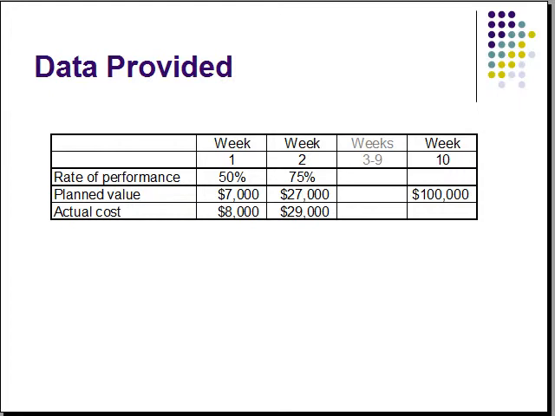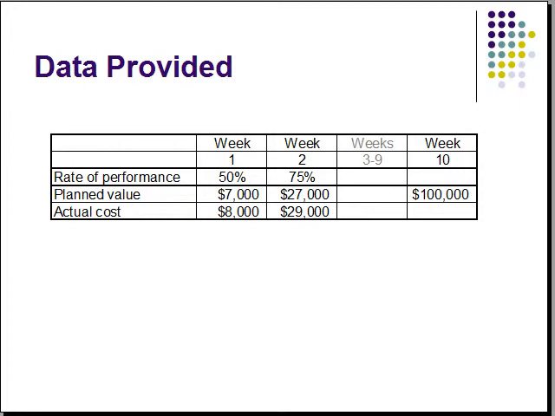In week 1, the rate of performance was 50%. Rate of performance is the ratio of actual work completed to the percentage of work planned to be completed. The planned value of the work for week 1 was $7,000, and the actual cost of the work was $8,000.